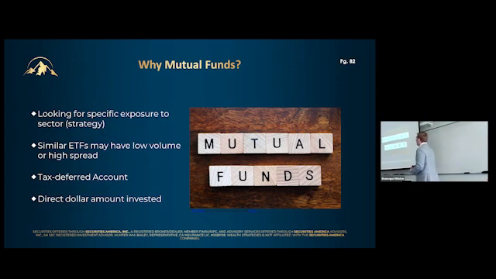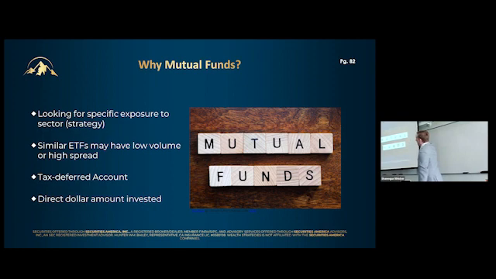A reason why we might want to do this is if we have something like a tax deferred account. If we have a tax deferred account where we're not liable for taxes today, it doesn't matter. It's not affecting our tax liability this year or next year. It only becomes a problem when we decide to take it out. So if we're looking at something like an IRA, a mutual fund might be totally fine. We might be looking for very specific exposure to a sector or strategy that is not offered in an ETF. That's going to be hard for us to find these days, but it's possible.